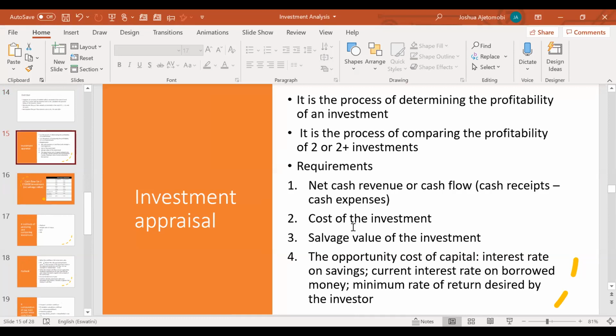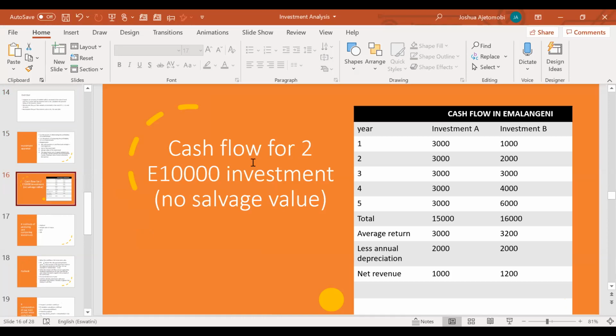Oh, maybe I did not include the question. The question actually says that the cash flow for two investments, that is 10,000, this is 8 here. Can you see this? Yes. This is showing the cash flow for two investments, and the investment is 10,000. But these are the different cash flows for different years.